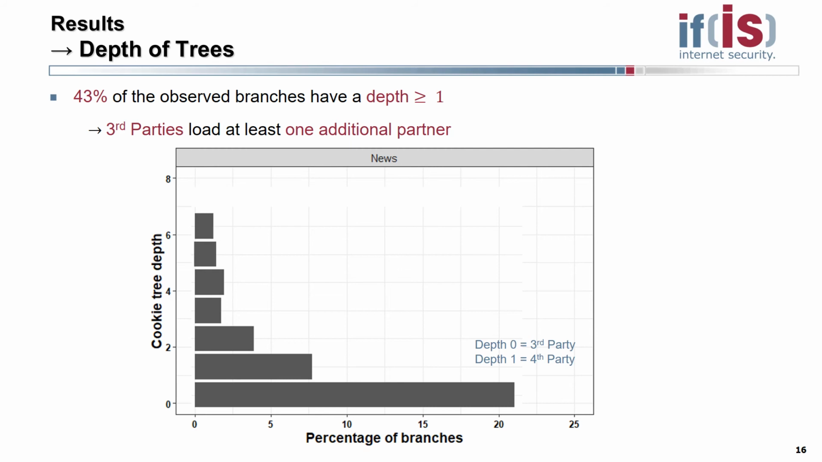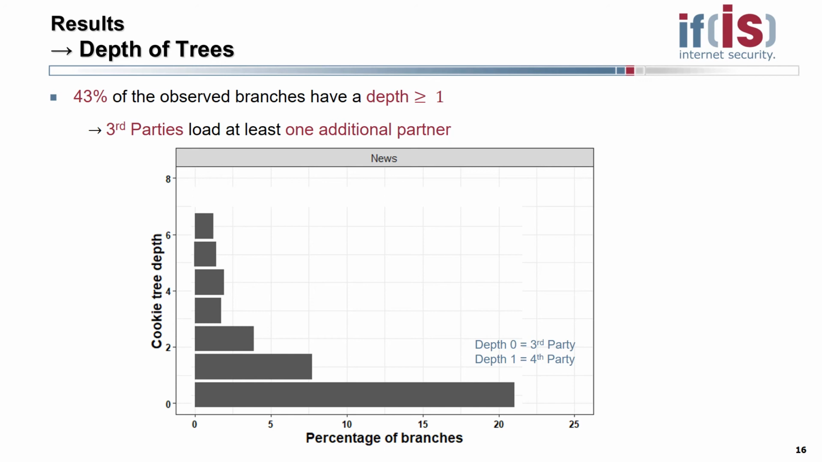Most of the observed branches are of depth 0, which means that the embedded third party did not include any partners. However, over 40% of the observed branches have depths of more than 1. As you can see, most branches in our dataset are rather short, but we found some of depths of up to 8.